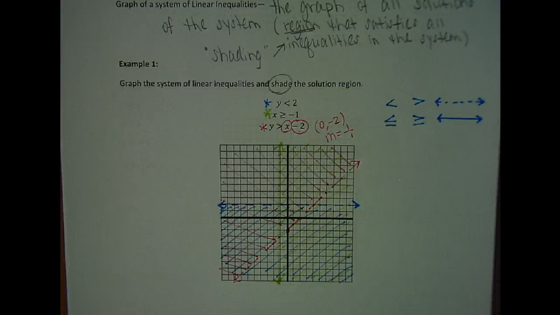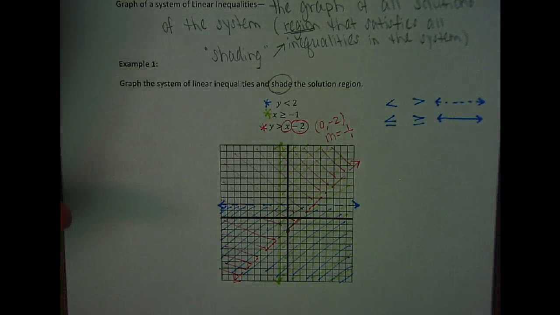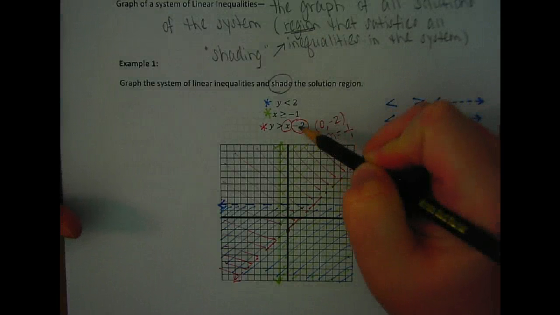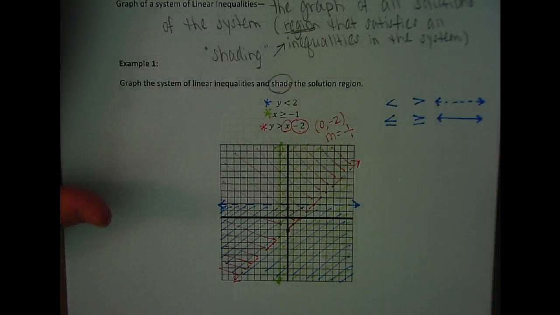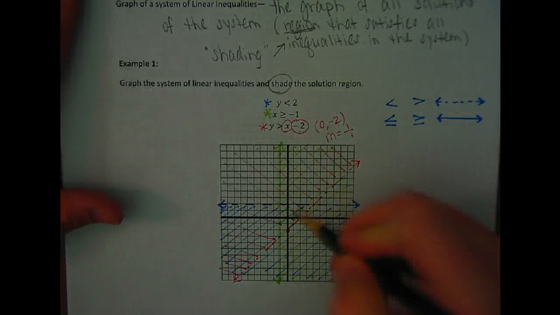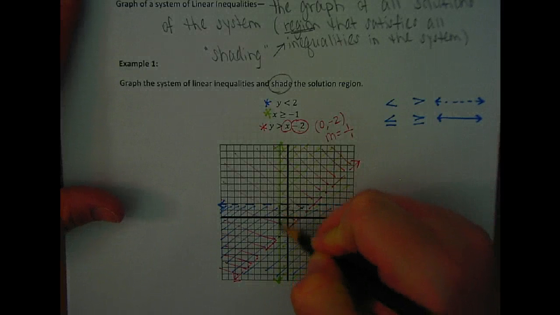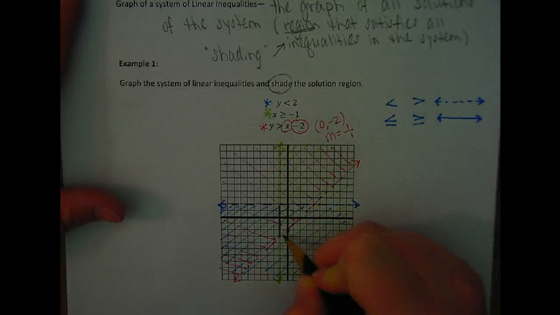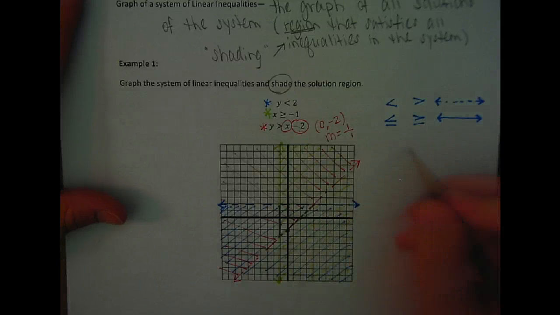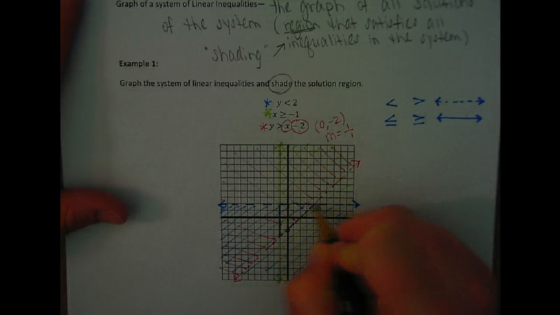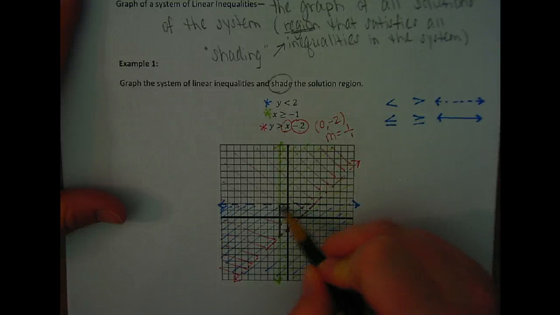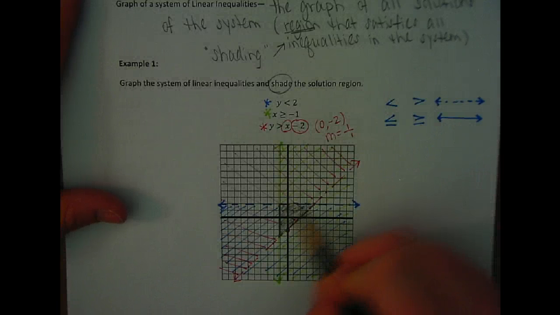So you can see here from this picture the triple shaded region, and I say triple because there are 3 inequalities that make up the system. That triple shaded region is here, here, and here. So we're talking about this area inside this triangle that it forms.